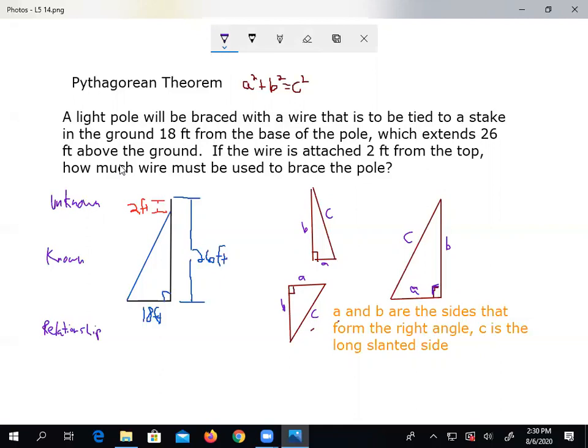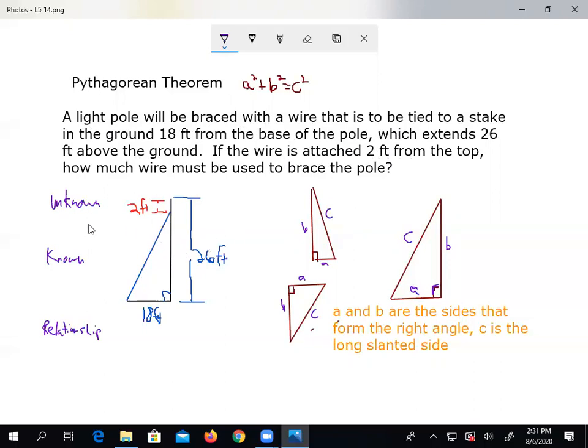So in this problem here, what you'll see is it actually is going to involve the Pythagorean Theorem. You can kind of see, just looking at the drawing here, there's this right triangle involved, and there's some markings on the sides. So that's going to be kind of a clue that this could be the Pythagorean Theorem. But here's the actual word problem. A light pole will be braced with a wire that is to be tied to a stake in the ground 18 feet from the base of the pole, which extends 26 feet above the ground. If the wire is attached 2 feet from the top, how much wire must be used to brace the pole?